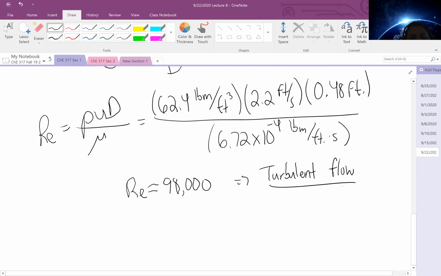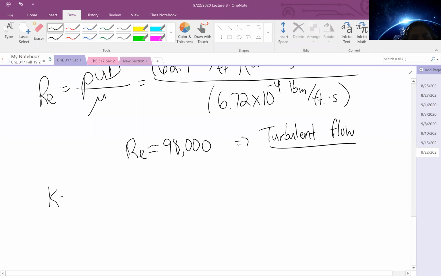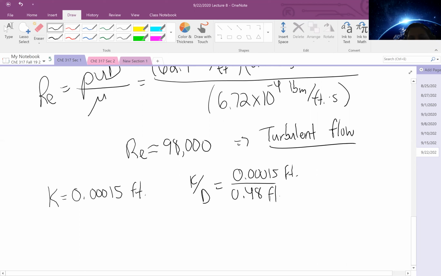So I need my relative roughness factor. For this problem, I'm going to assume that I have stainless steel, where my k value is 0.0015 feet. So my k over D value is going to be 0.0015 over 0.48 feet, which gives me a k over D value of approximately 0.0003.